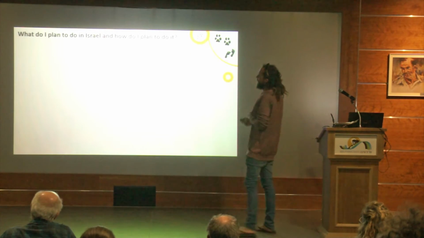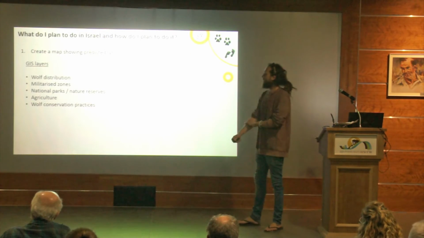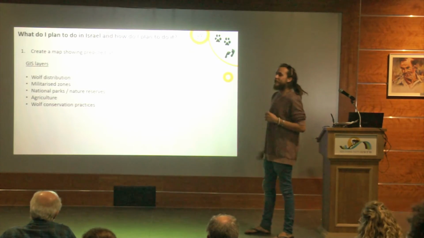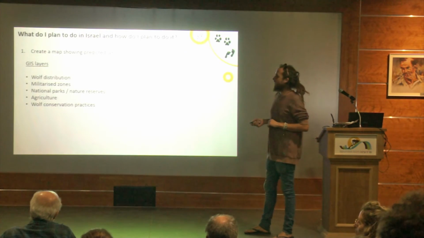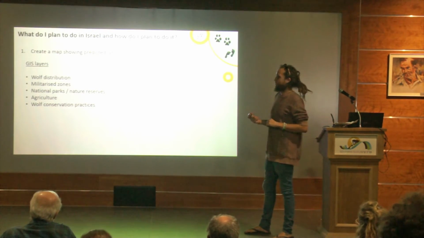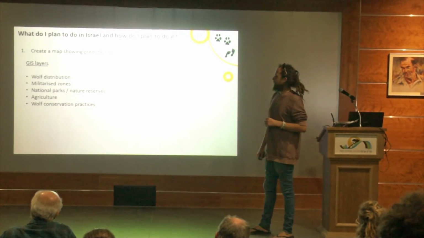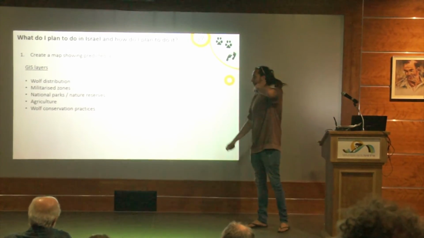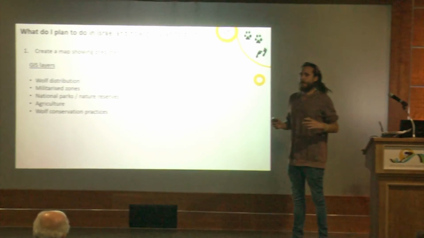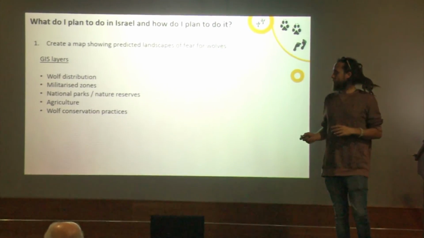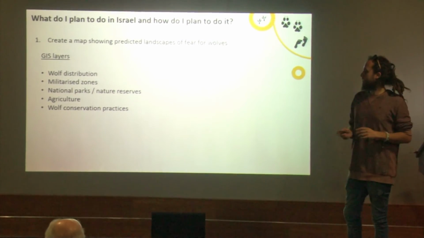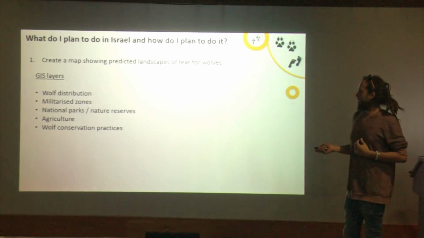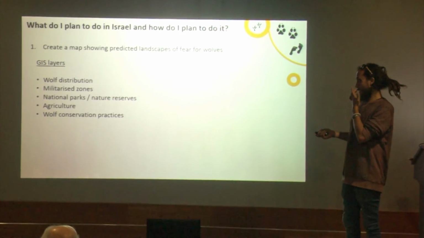So now that I'm here, what do I plan on doing? I need to get a bunch of GIS layers and a bit of GIS skills through Yohei, hopefully. I need to map wolf distribution in this area, find out where all the militarised zones are, national parks and nature reserves, and agriculture, predicting that certain areas will be high risk for wolves, other areas like down here maybe not so high, but still not as low risk as a militarised zone.